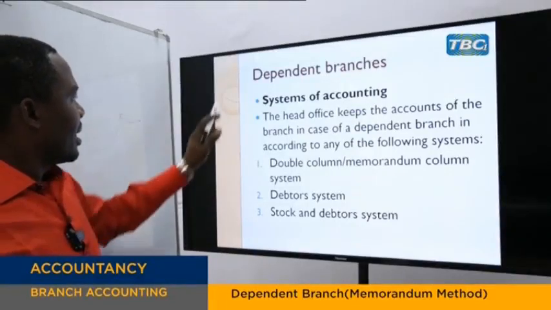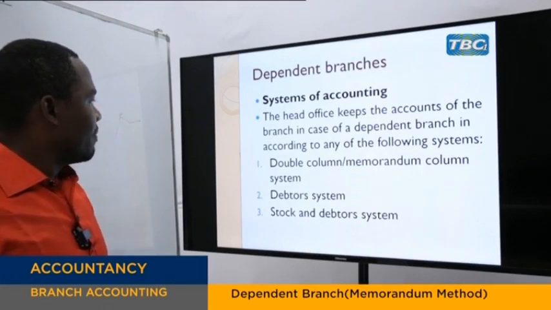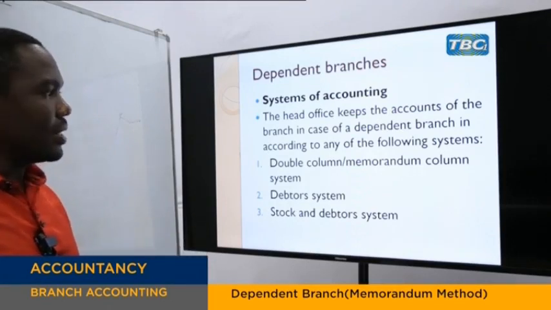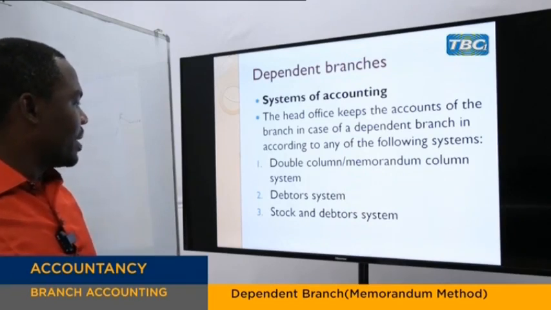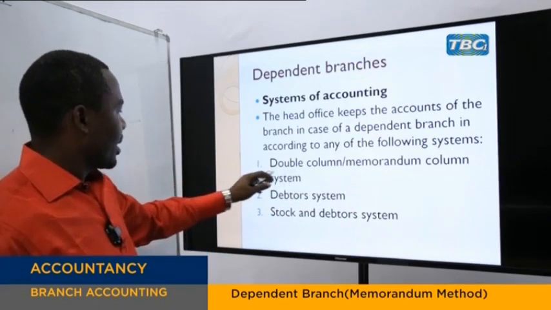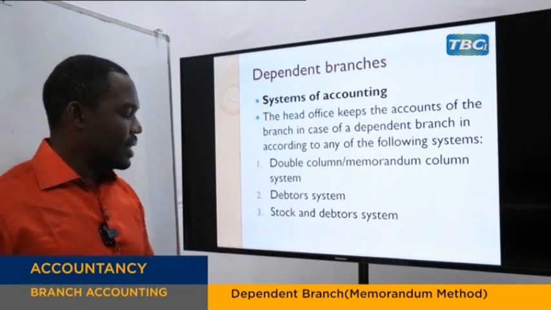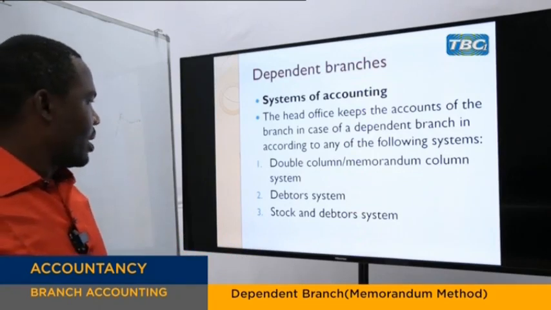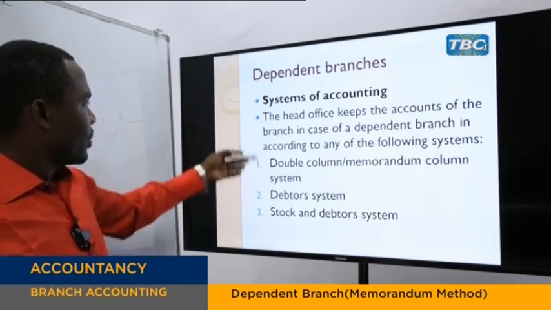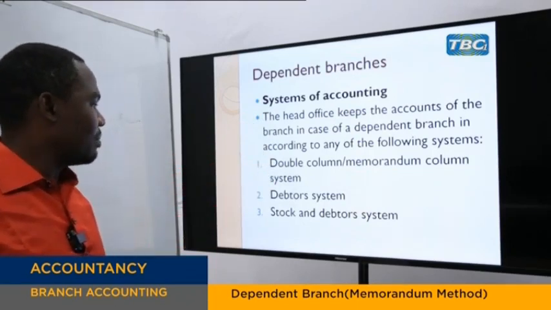The category of branch keeps all the accounting records of the branch. So if the head office keeps all the account records of the branch, then the method to be applied in record keeping can be either the double column or memorandum column system, the debtors system method, or the stock and debtors system. So for today, we are going to have a question on the double column or memorandum column system.